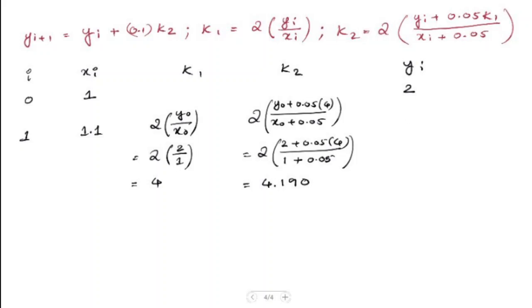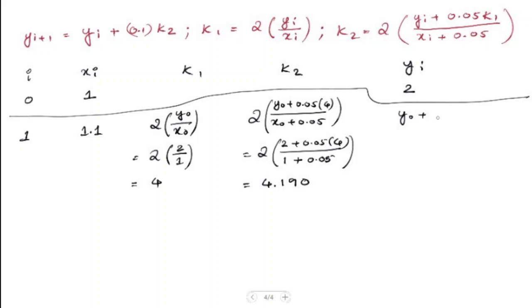and then for yi, now at y1 we can say, so this is one work, and now we are doing for the second one, which is we'll have here for y1. Now we'll have y0 plus 0.1 times K2, and K2 value is 4.190 here. So y0 is 2 plus 0.1 times 4.190, which is equal to 2.419 up to 3 decimal places. So that's done for I is equal to 1.